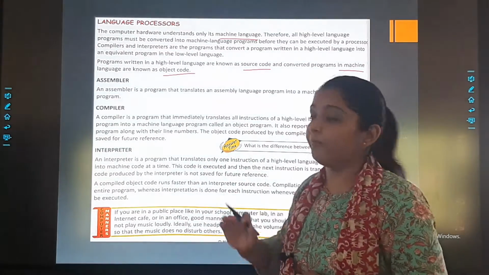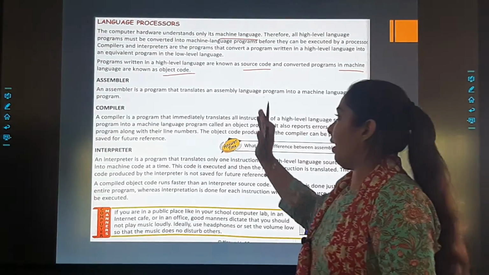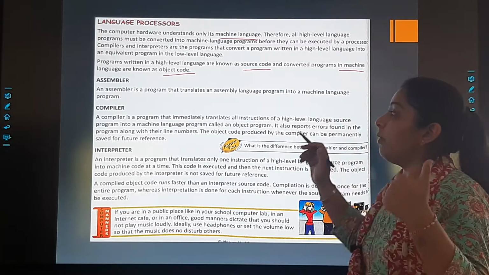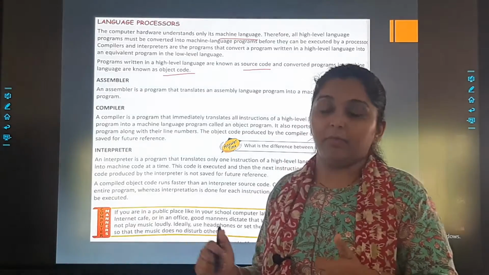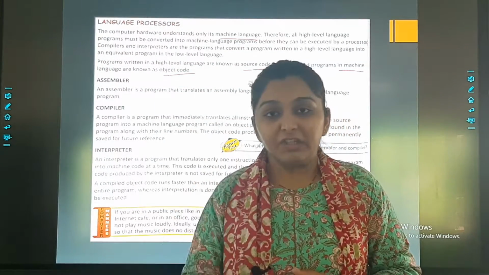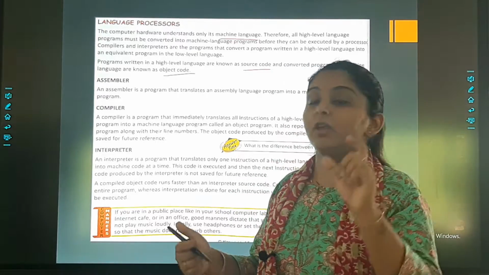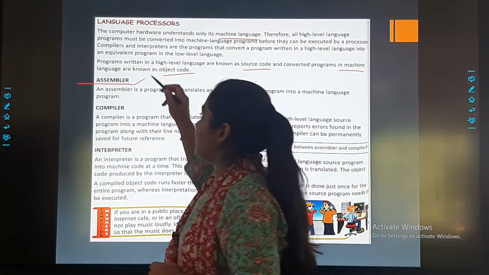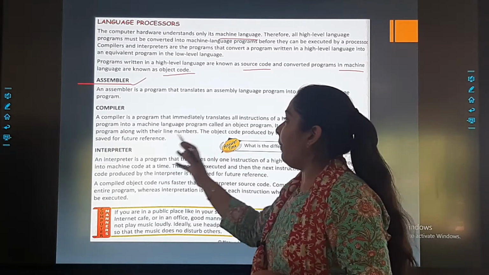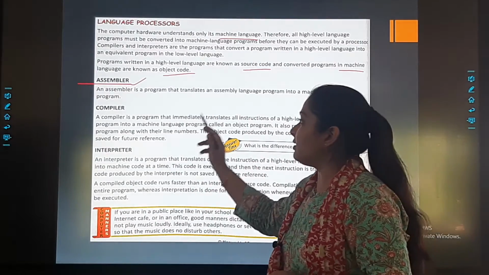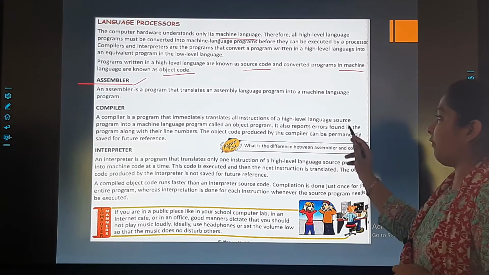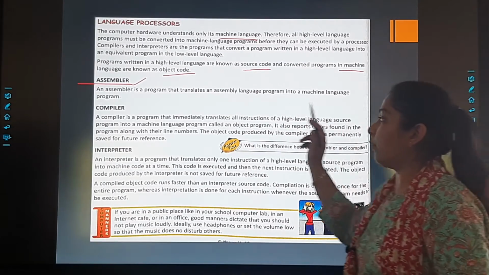Next, you are having assembler. What is an assembler? An assembler is a program that translates an assembly language program into a machine language program. जब हमको assembly language को convert करना होगा machine language में, so we will use the program named assembler. Clear?